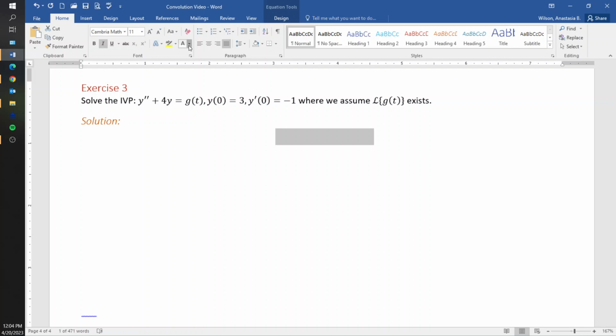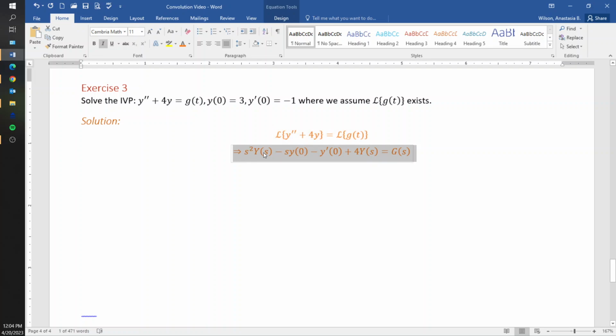So the first thing that we are going to do is take the Laplace transform of both sides. On the right-hand side, that will just turn into a capital G of s, and on the left-hand side, we are going to use the linearity of the Laplace transform and also some other properties to get what we have here: s squared Y of s minus s Y of 0 minus Y prime of 0 plus 4 Y of s is equal to G of s.